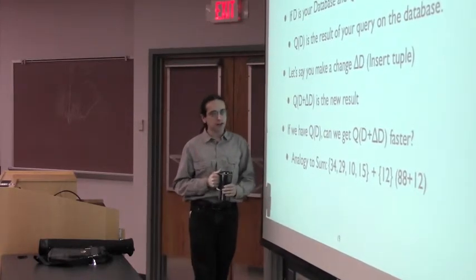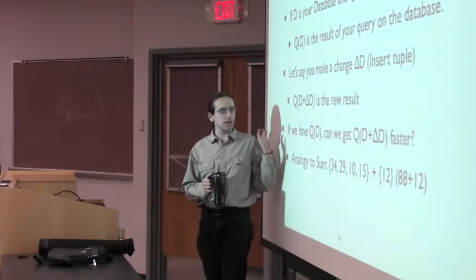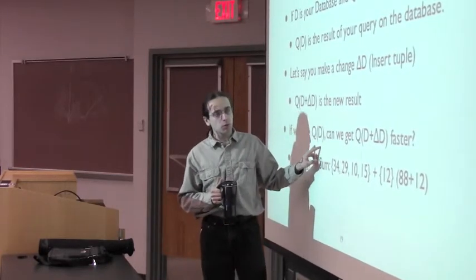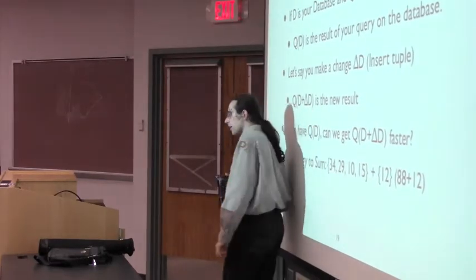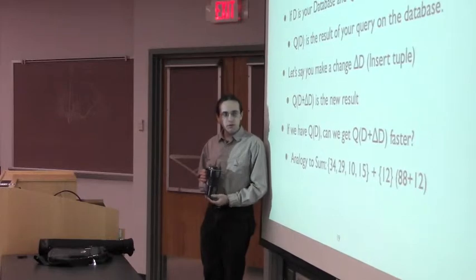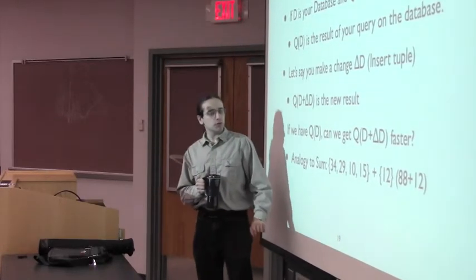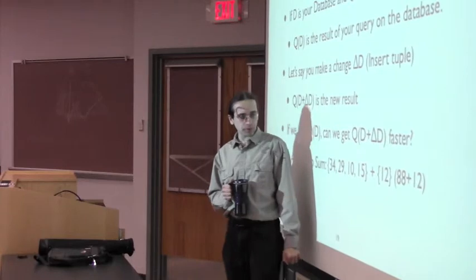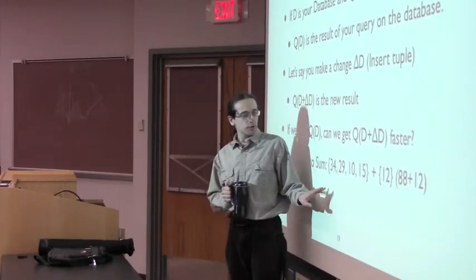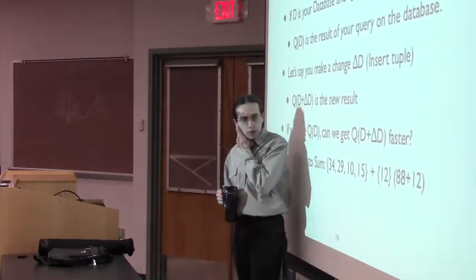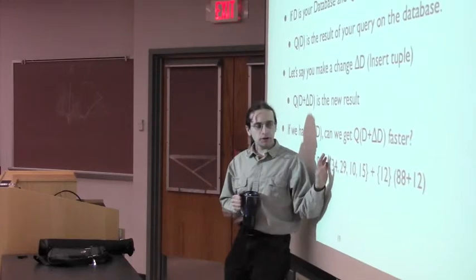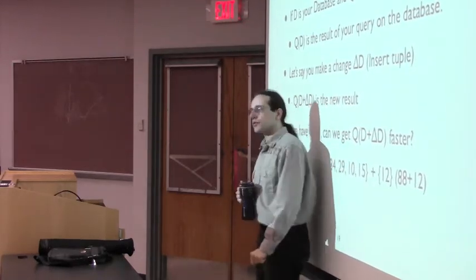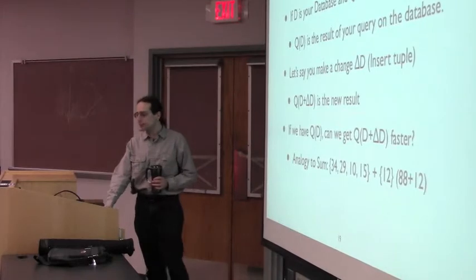And so the core insight of incremental view maintenance is this idea that if we have already computed Q of D, we can get Q of D plus delta D much faster. And to give you an intuition as to why that is, let me draw an analogy to summation. Let's say we have a bunch of numbers, and we add a new number to that set, and we're trying to compute the sum of all of the numbers. If we have the sum of these numbers, 88, then we don't need to touch any of these values, because we already have their sum. We insert a new value, we just add that value to the total, and we're all set.